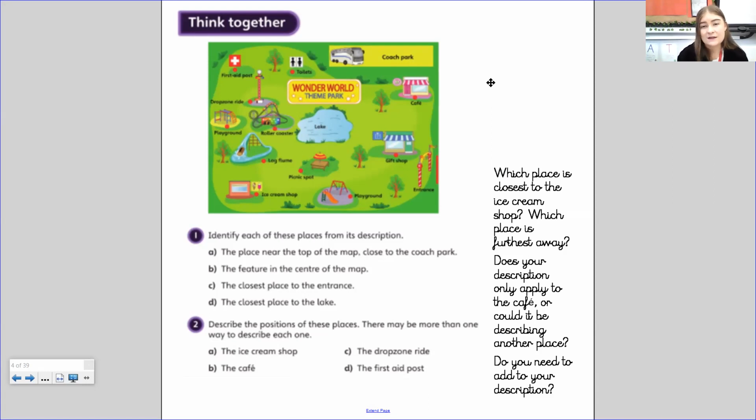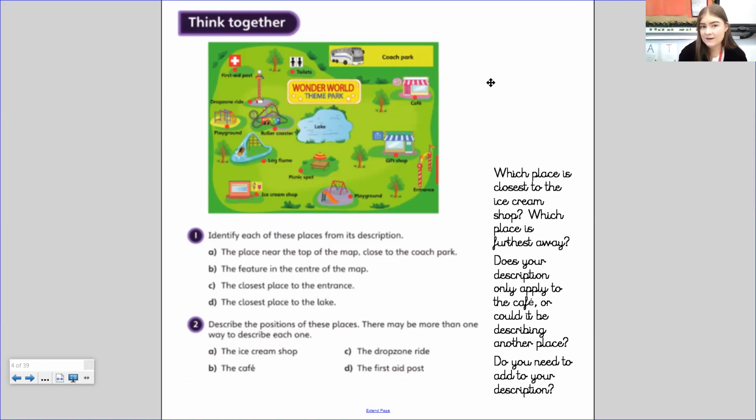So we could say near the coach park, but that could also be the toilets. And you definitely don't want to go to the toilet when you want to be in the cafe. What do we think we could say then? I think we could say between the gift shop and the coach park. I think that's what I would say.